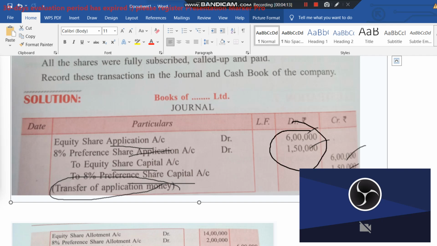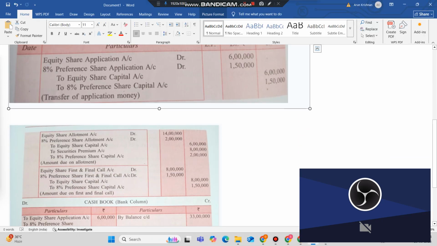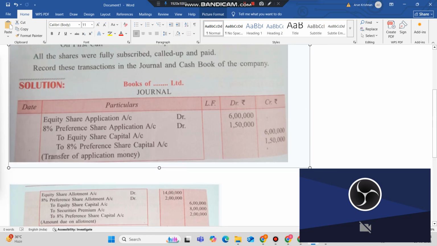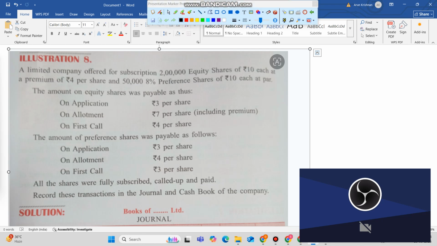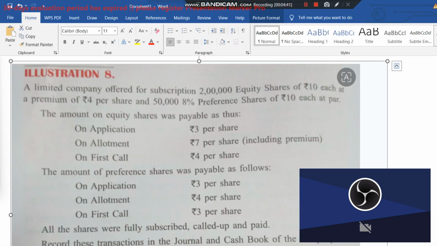So the debit column should match with your credit column unless your entry is wrong. Next is the second journal, the allotment amount, which we are going to see. See the allotment amount for 2 lakh equity shares. So 2 lakh shares at 7 rupees, which also includes premium. So what is the premium amount here? 4 rupees.